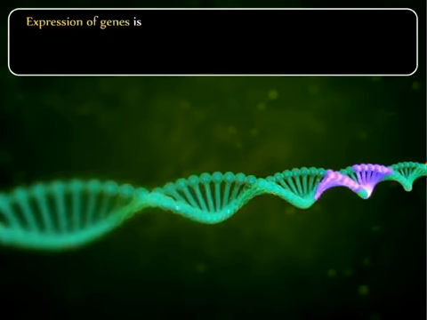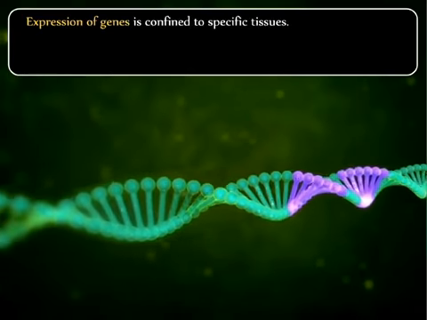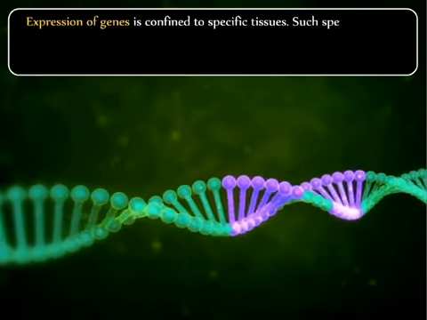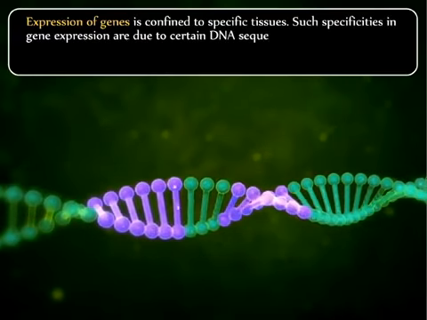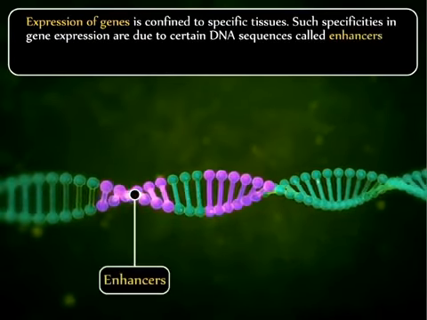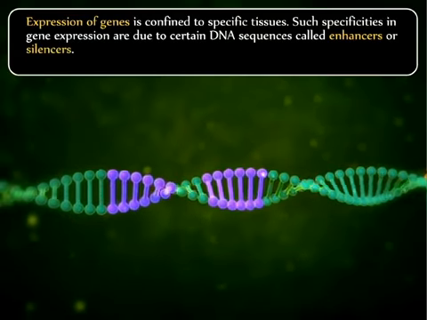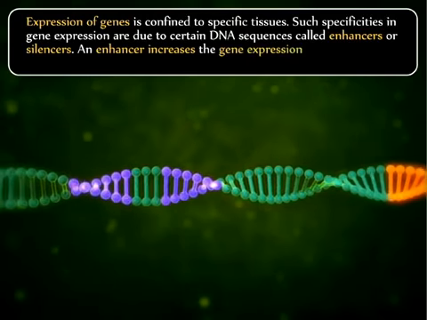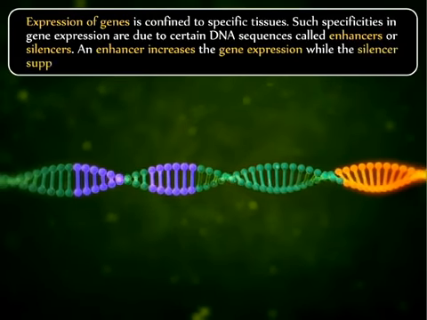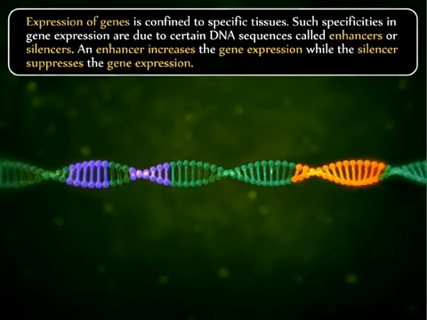Expression of genes is confined to specific tissues. Such specificities in gene expression are due to certain DNA sequences called enhancers or silencers. An enhancer increases the gene expression, while a silencer suppresses the gene expression.